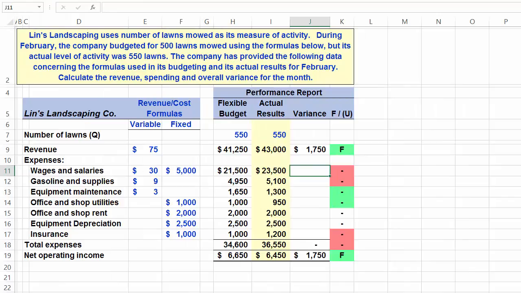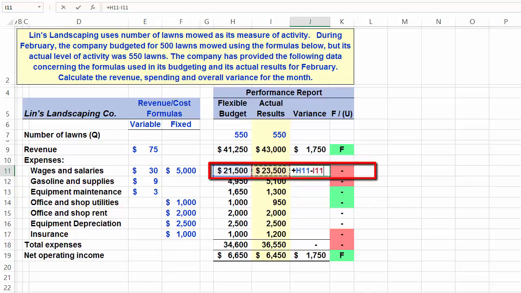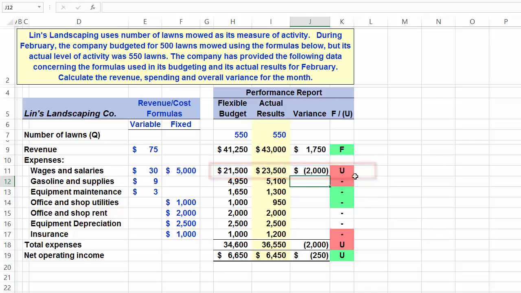In any event, our variance will be unfavorable, and I'm going to show unfavorable variances on this spreadsheet as negative numbers. So we will calculate the difference between what we were supposed to pay, $21,500, and what we actually paid, $23,500, and we will see that we have a negative or an unfavorable variance here. The same is true for gasoline and supplies. We were supposed to pay $4,950.